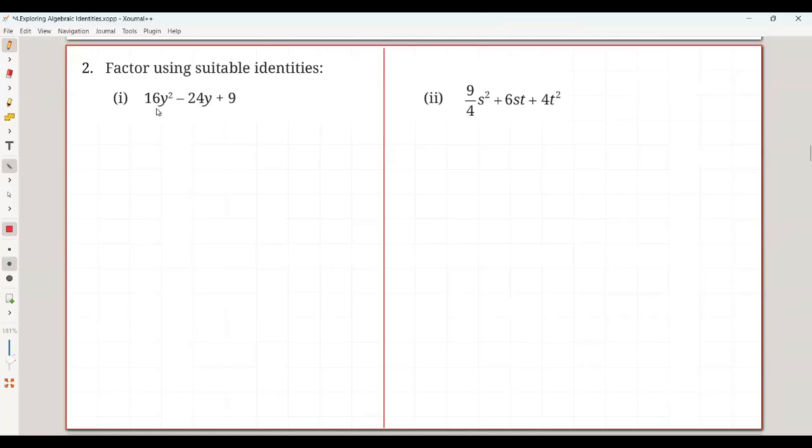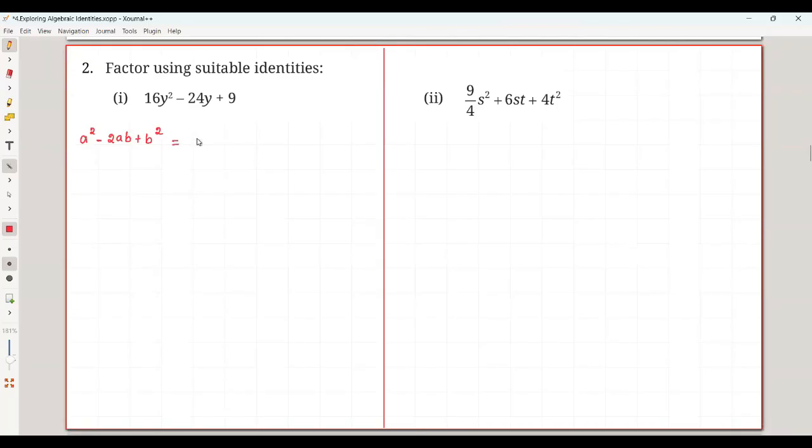If you want to use the identities, make sure that the first and last numbers are perfect squares. This is in the form of a square minus 2ab plus b square format. I'm going to use a square minus 2ab plus b square. Actually the question is in this format: a square minus 2ab plus b square.